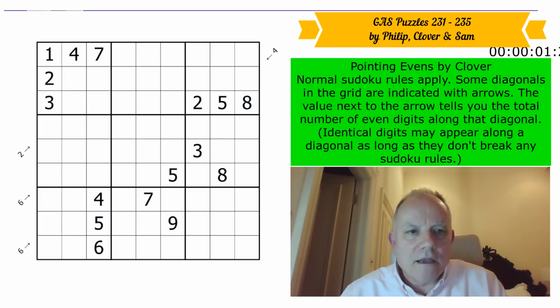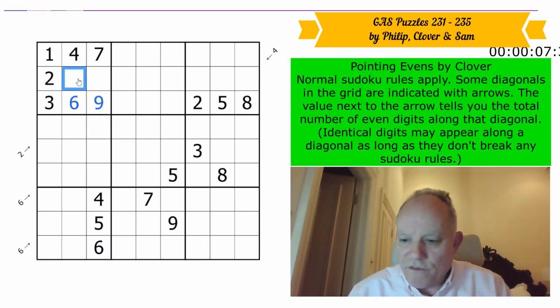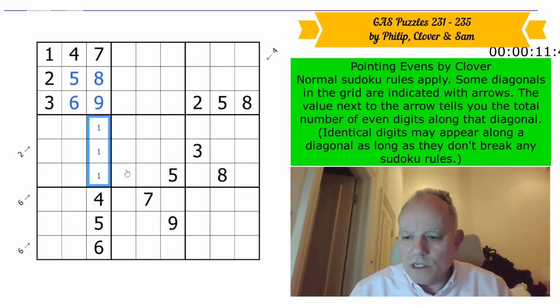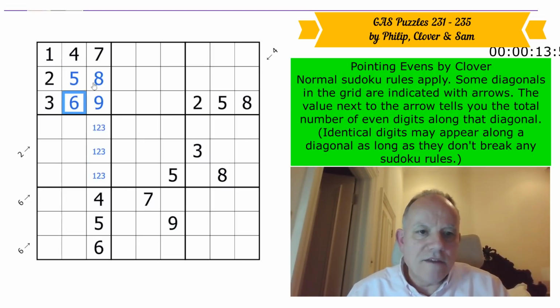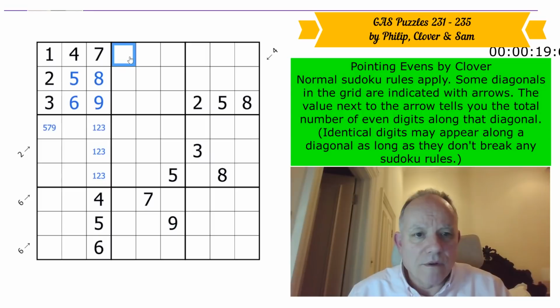Let's get cracking. That is a naked 9, 6 there, 5 and 8. We've finished box 1 somehow. 1, 2, 3. So we've got the 2 even numbers on that diagonal. So this is odd, which isn't very helpful. And so is that.